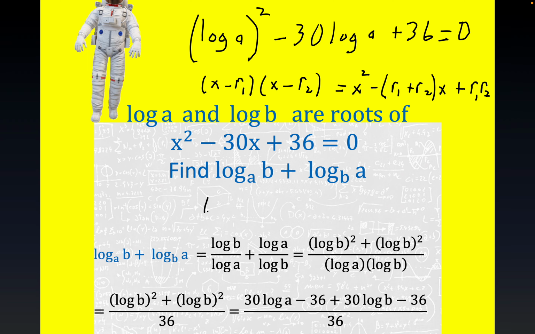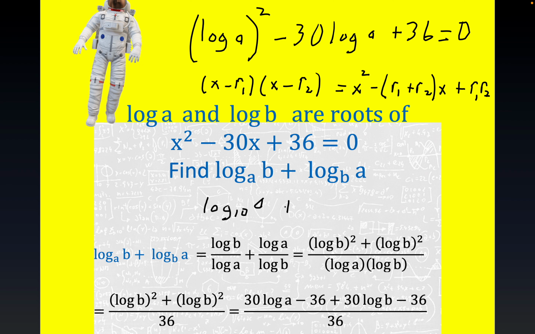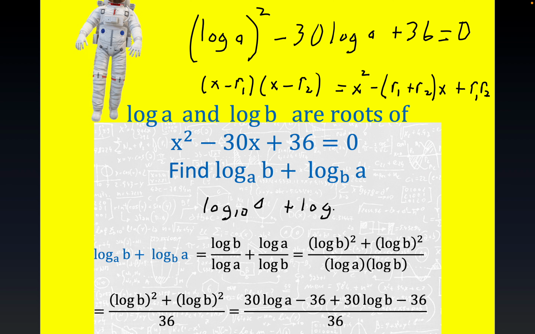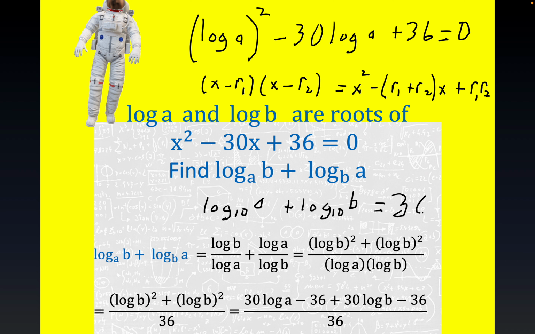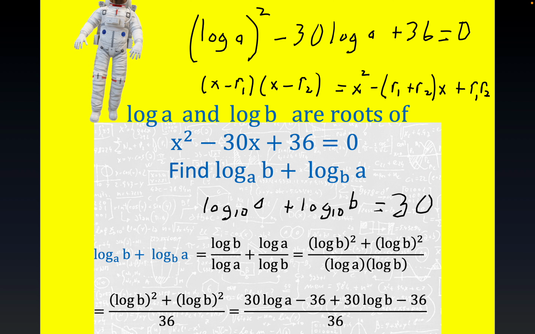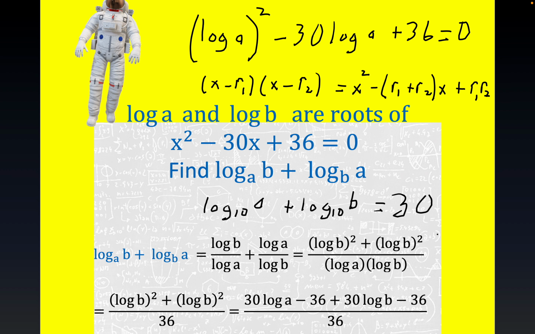log base 10 of a plus log base 10 of b, again, I'm just including it here for the heck of it, is equal to 30. Now it's slightly confusing, but remember it's minus the sum of the roots present as the coefficient of x. Well, minus a minus 30 is just plus 30 right here, and I'll put that in parentheses, that's plus 30.